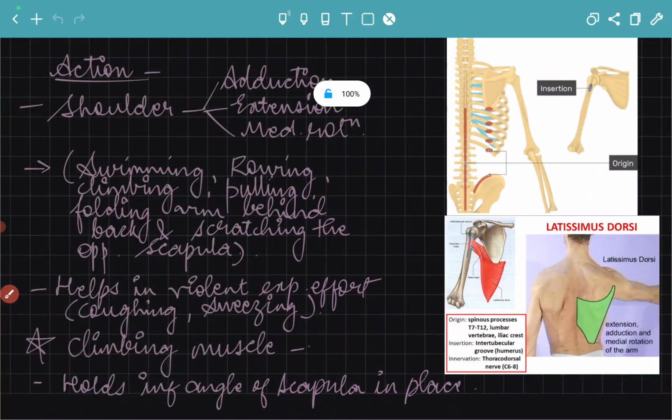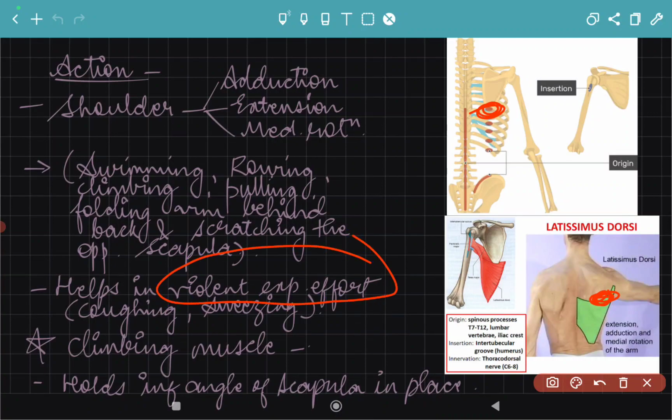Other than this, as we know, it passes through the inferior angle of scapula, so it helps to hold the inferior angle of scapula in place. Other than this, it assists in violent expiratory effort, as it is attaching to lower 4 ribs as well as T7 to T12 spinous process. So it helps in violent expiratory effort, coughing or sneezing, for example.